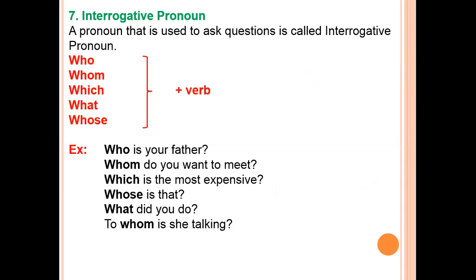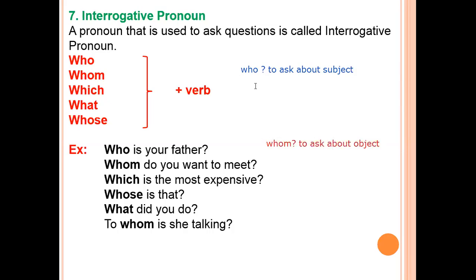When do we use who? We use who to ask about the subject. Whenever you want to ask about the subject, then we use who. But if I want to ask whom, when do I use whom? Let me write down whom here. Whom is used to ask about the object. Whenever you want to know about the object, then we use whom. If you want to ask about the subject, then we use who.